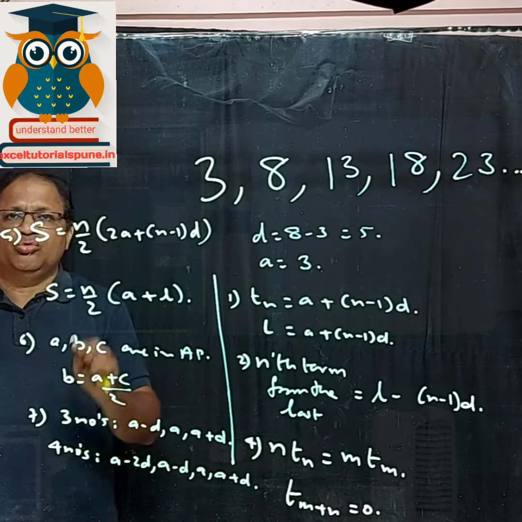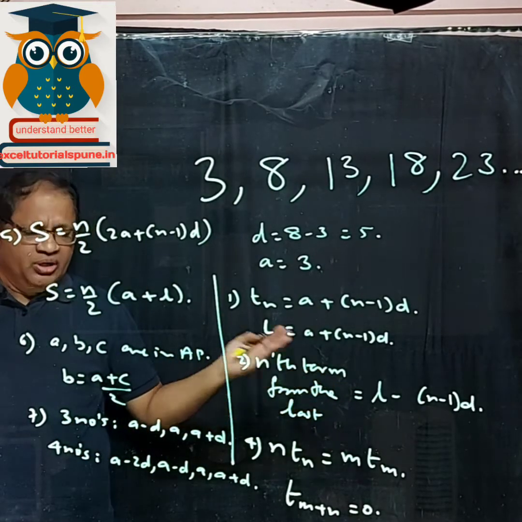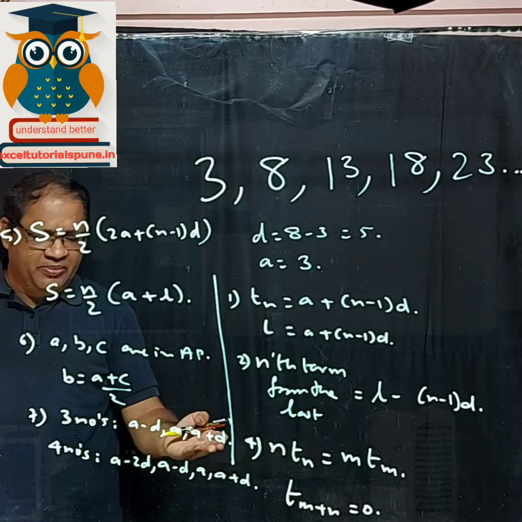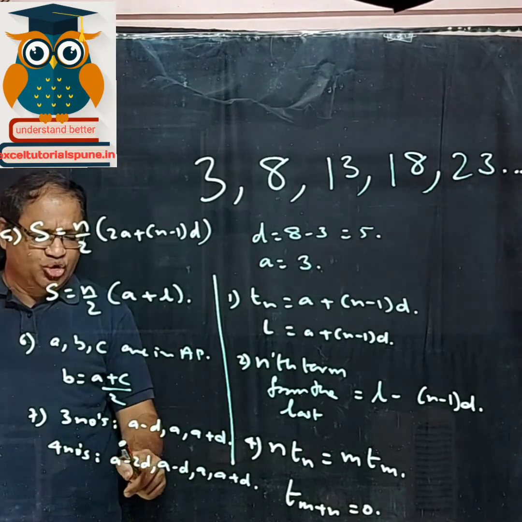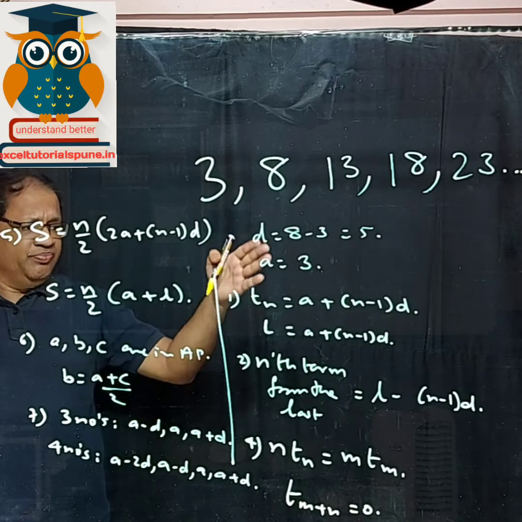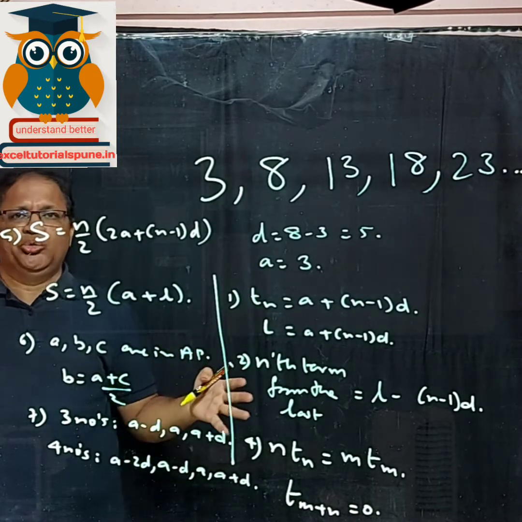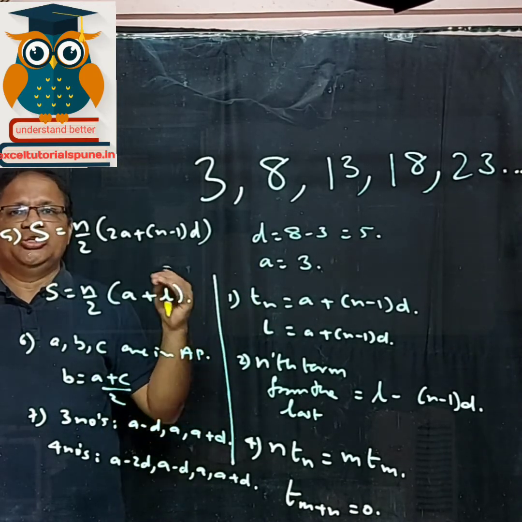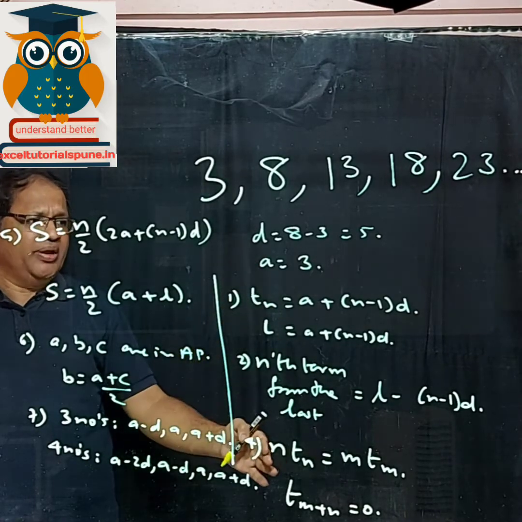You need to know at the most four numbers in AP. So if they ask you to find three numbers in AP, then we take A minus D, A, A plus D. Four numbers: A minus 2D, A minus D, A plus D. Alright, so these are all the formulas you need to know. Now we are going to solve sums based on these formulas.